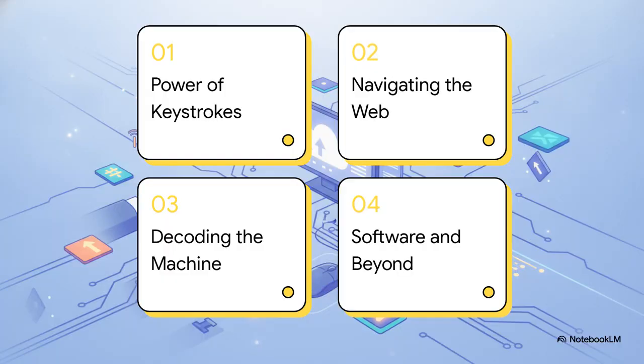Here's our quick roadmap for today's explainer. 1. The power of keystrokes. 2. Navigating the web efficiently. 3. Decoding the machine. And 4. Software and beyond. Let's just jump right in.